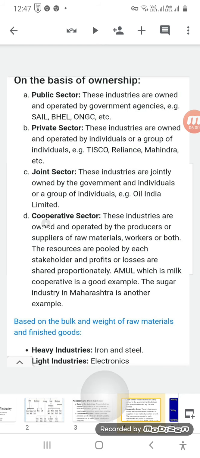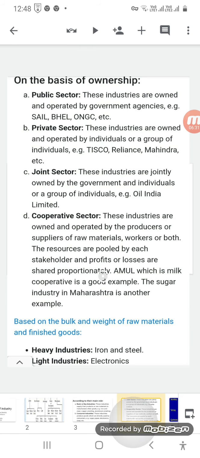The fourth type is the cooperative sector. These industries are owned and operated by the producers or suppliers of raw material, workers, or both. Here in the cooperative sector, people cooperate with each other. These resources are pooled by each stakeholder, and profits or losses are shared proportionately.